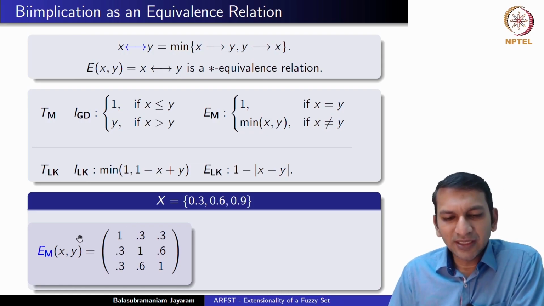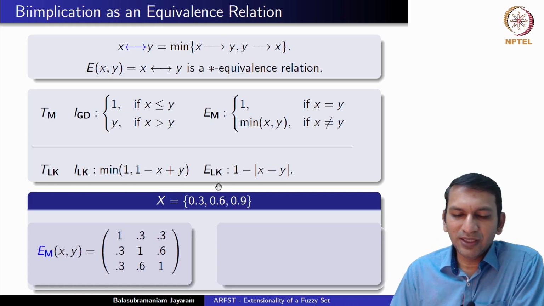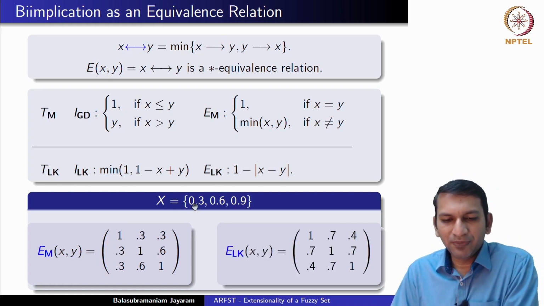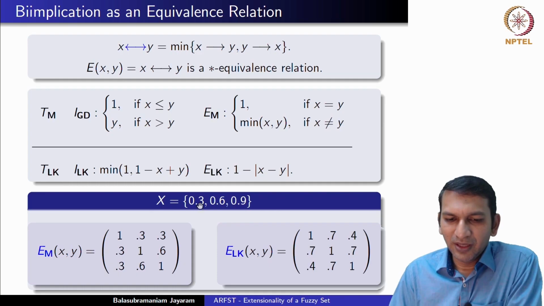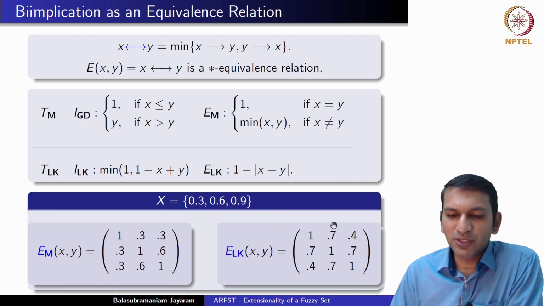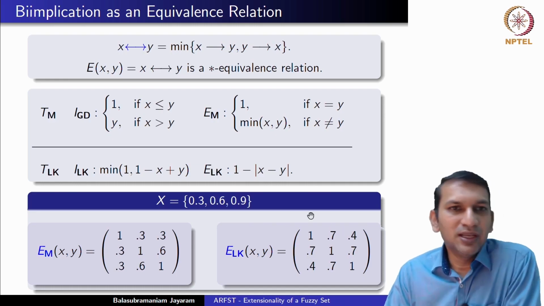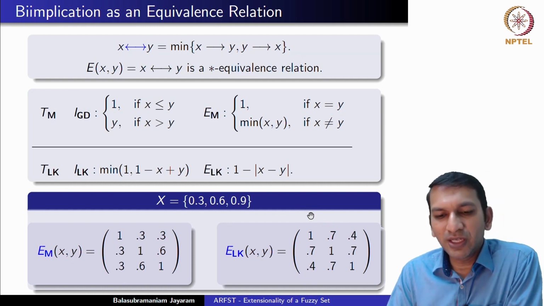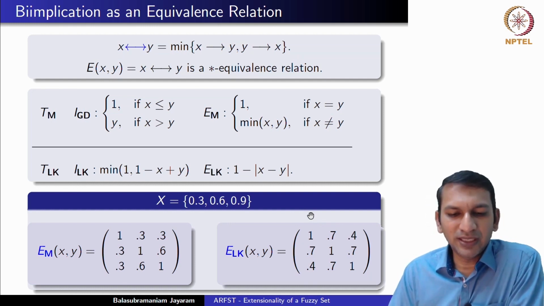For the same set X, if you obtain the equivalence relation ELK, this is how it would look. 0.3, 0.3 is 1, 0.3, 0.6 is 1 minus, the difference is 0.3, so that is 1 minus 0.3 which is 0.7, and when we put 0.3 and 0.9 here, the difference is 0.6, so 1 minus 0.6 is 0.4. So these are the corresponding min equivalence and Lukasiewicz equivalence relation that we can get on this set X using these two formulae.